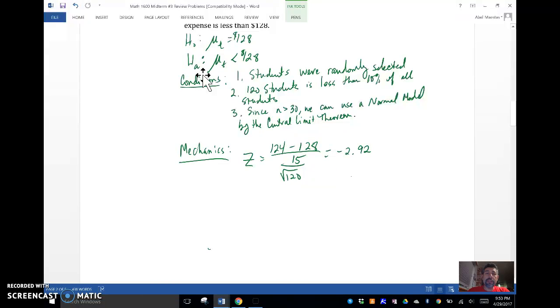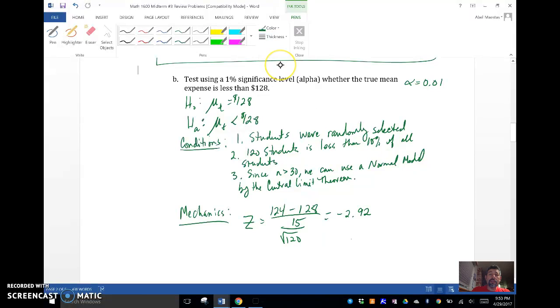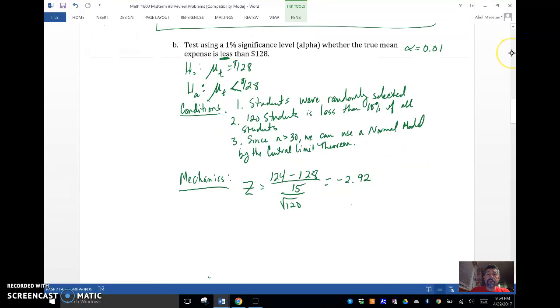So we've got to write our hypothesis. And since we're looking for less than 128, we're going to go ahead and make our alternative hypothesis a less than sign, right? And we're going to write our conditions because we're doing a hypothesis test. And on the actual exam, I would like you to write the conditions if you're doing a hypothesis test. So the first one's always the same. Students are randomly selected. The second one's also always the same. We're looking at that the sample size, which in this case is 120 students, is in fact less than 10% of the entire population.